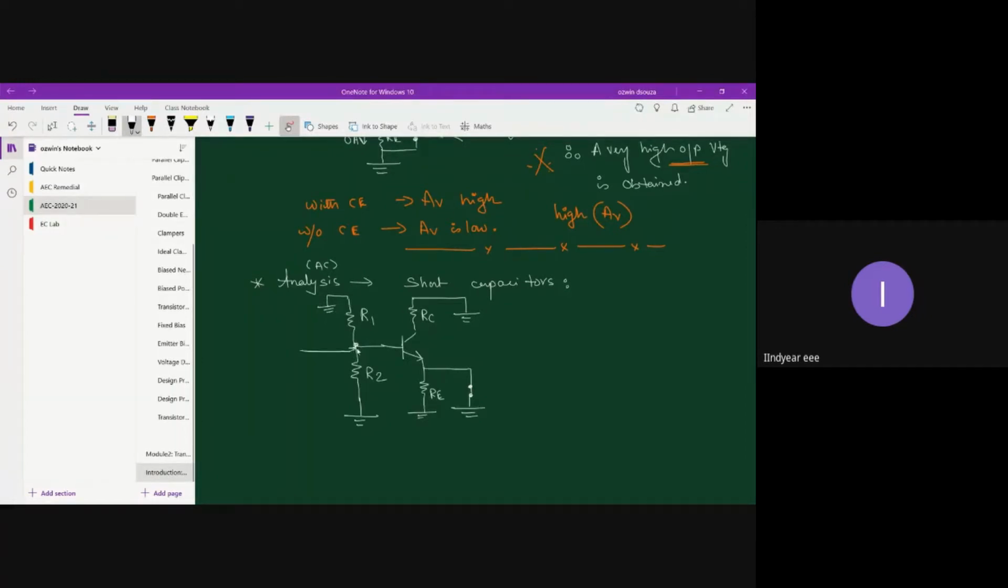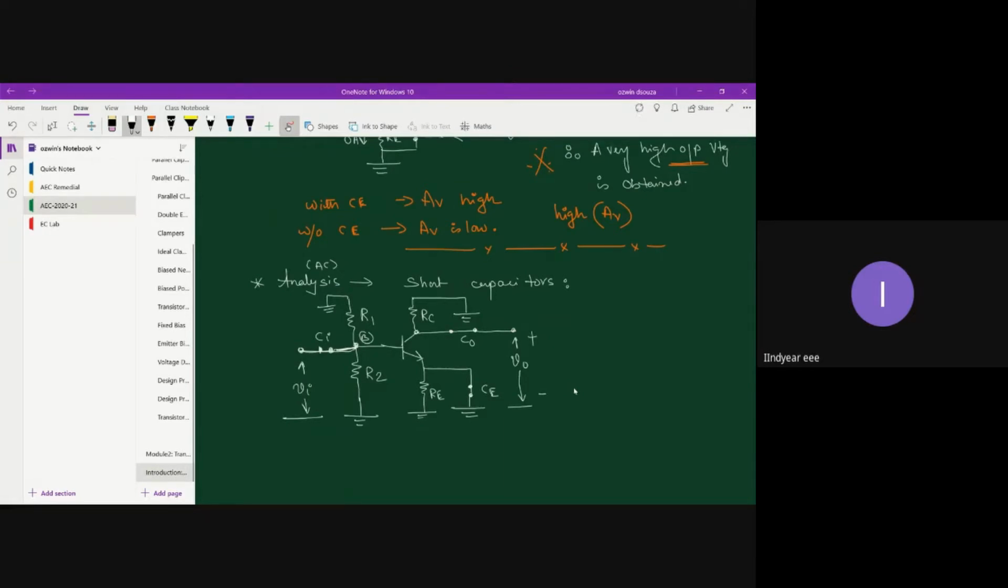Okay, so this is your base terminal. Between base and ground, input is fed. Remember, your input coupling capacitor CI is also short circuited. This is the location of CI, which is short circuited. And then you have your output coupling capacitor C0. We are going to replace it with a short circuit equivalent, and this is where you are going to measure your output. So this is your equivalent circuit.